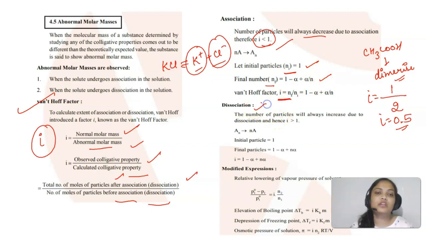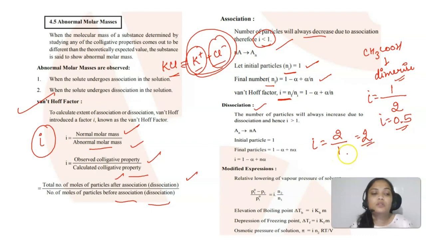Same goes with dissociation. Like if I'm talking about KCl, here the number of moles after dissociation is 2 and before dissociation was 1. So in that case the value of i will come out to be 2. It is more than 1. So whenever we are talking about the Van 't Hoff factor, the colligative properties will have modified expressions.